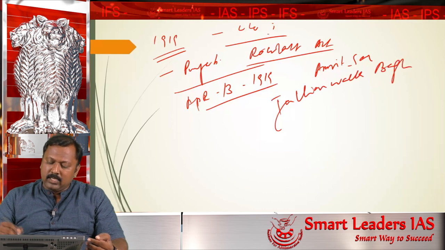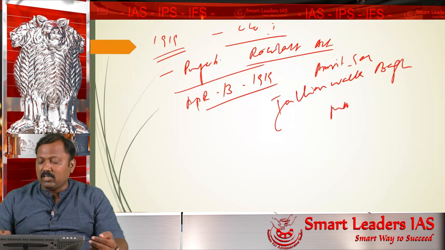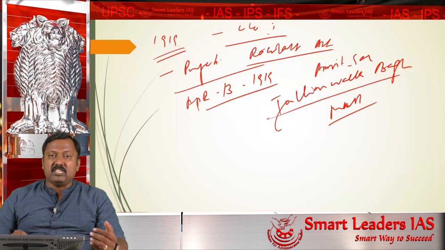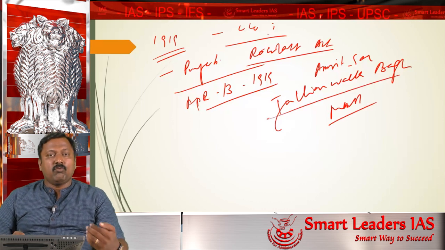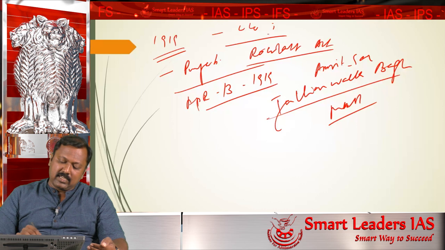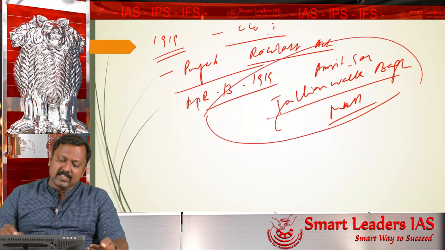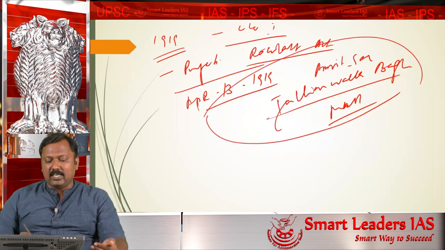Jallianwala Bagh. And this is called the Jallianwala Bagh massacre. You must know it is a very important event. You must know what the reasons for this massacre were. That we will discuss later. So this Jallianwala Bagh also happens in the year 1919.